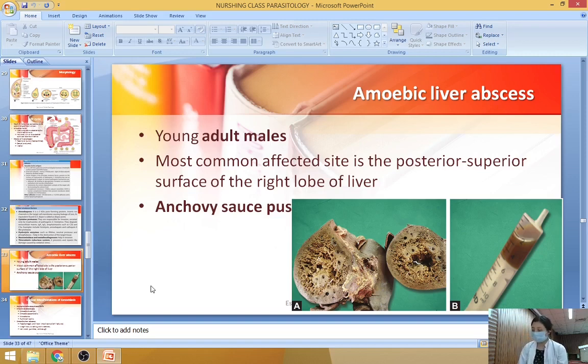Okay, amoebic liver abscesses are mostly found in young adult males. The most commonly affected site is the posterior superior surface of the right lobe of the liver. Then anchovy sauce pus. We call this anchovy sauce pus. See, this is the liver, the posterior superior surface of the upper right lobe of the liver, and this is the pus, this is the abscess, which is called anchovy sauce pus. They mainly ask this in multiple choice questions. Okay, this is very important.